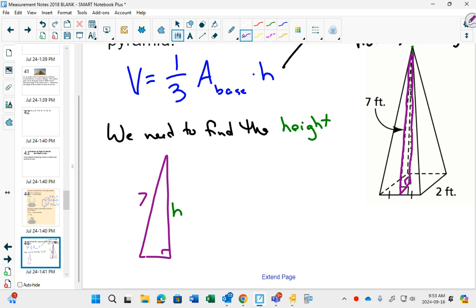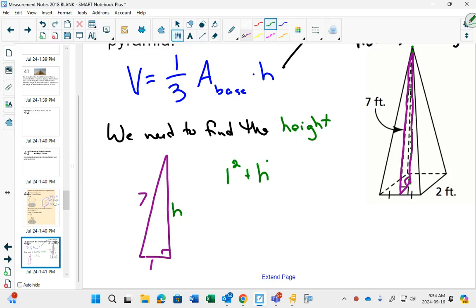And from this triangle, can you see that the bottom of this is halfway across the whole thing? We're told that the base is a square, so that makes this part right here half of 2. It'll be 1. And now we can do a squared plus b squared equals c squared.